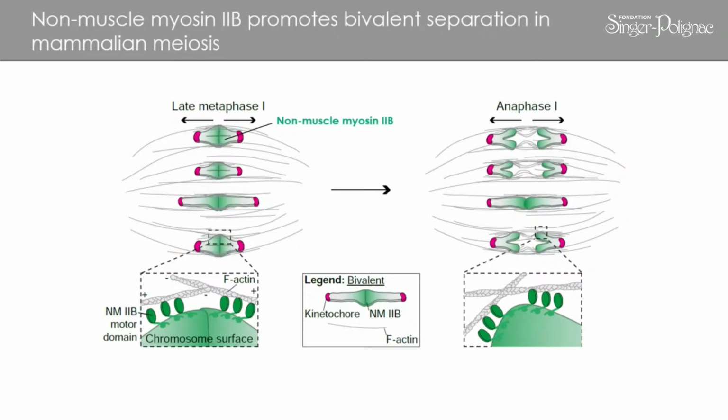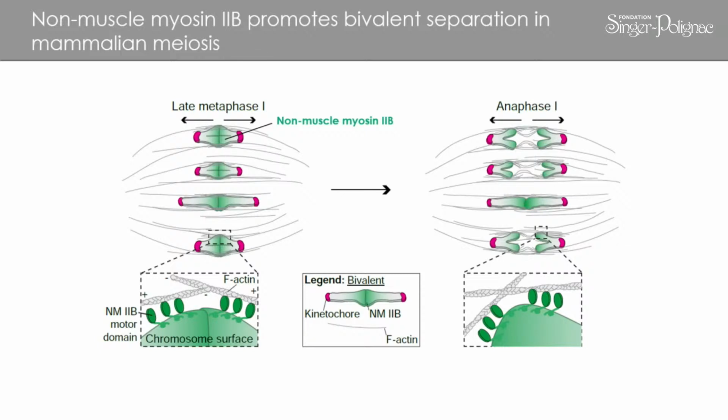So to summarize what I showed you, we found that in mammalian oocytes there is an enrichment of non-muscle myosin 2B on the chromosome arms. It's particularly enriched in the arm region where the arms are associating. And then it gets even more enriched as the cells progress into anaphase. Also, actin gets enriched in between the separating chromosomes.